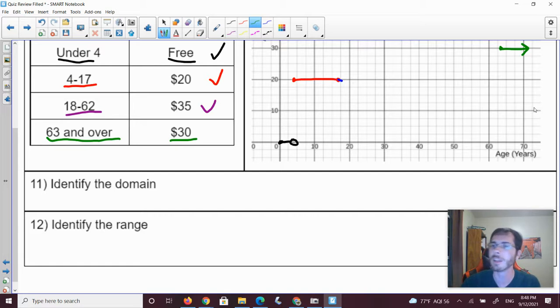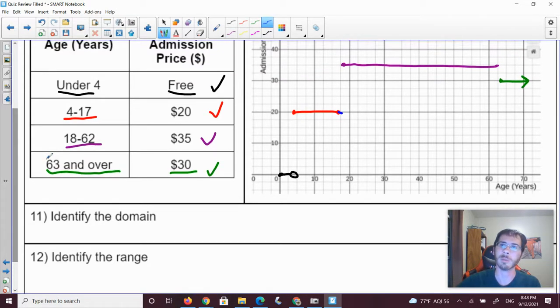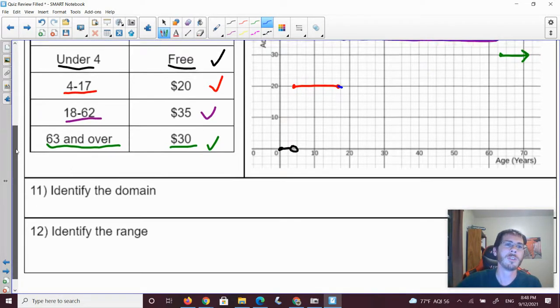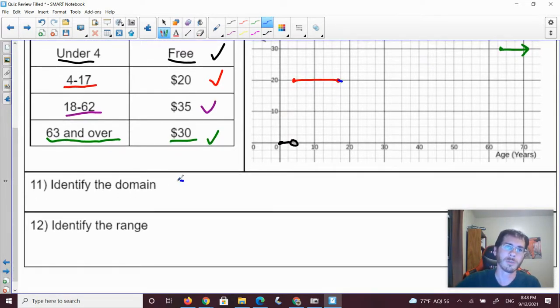Next, it says identify the domain. Again, this is one that you're going to have to be very careful about. So if you want to include the little blue piece, you should include a little bit over here too, where you're 62.5. If you want to include the blue piece, also under 4, technically would be that. Again, it doesn't really make sense to be less than 0 years old, but I guess if you're not born yet, you still get in for free. Kind of weird to think about.